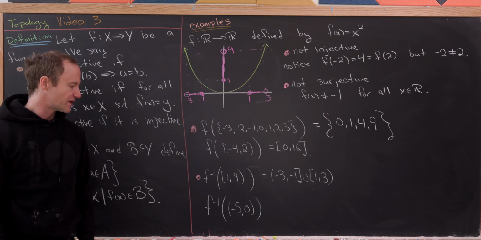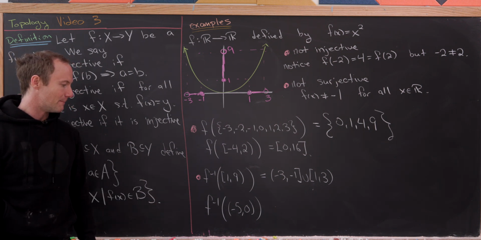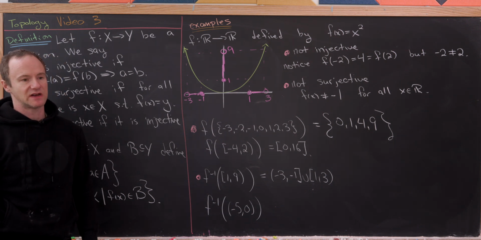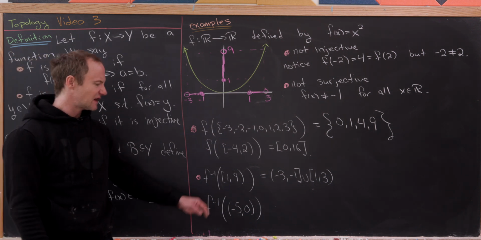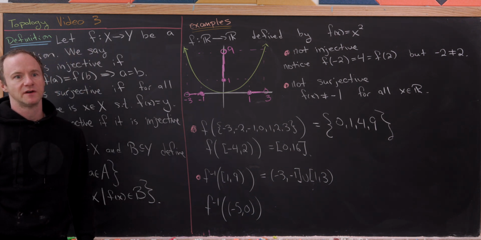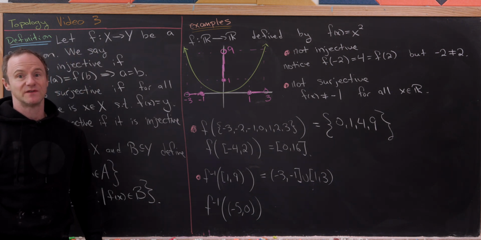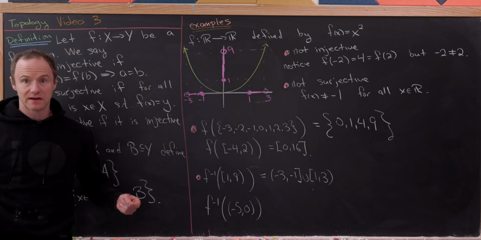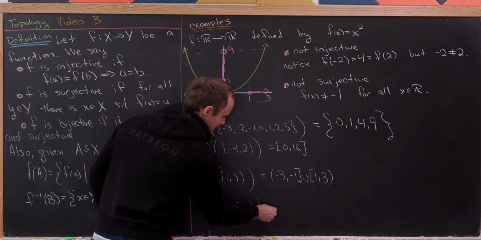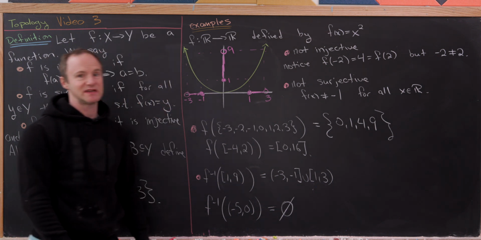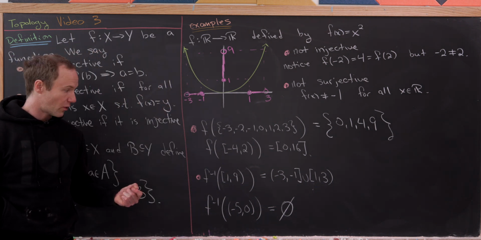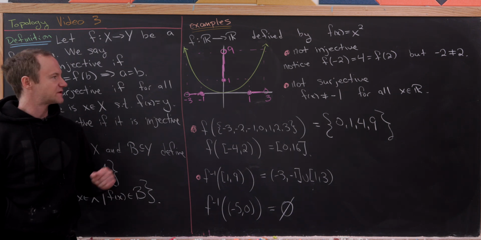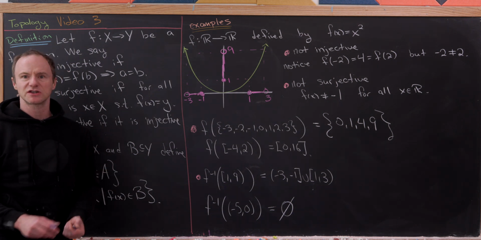Okay, so now what about the pre-image of the set from -5 to 0, but not including -5 and not including 0? So notice that this is going to be the pre-image of a bunch of negative numbers. But notice that this function does not land on any negative numbers. So that means the pre-image here is simply the empty set. So that's all the points that get mapped to -5 to 0. That's nothing at all.